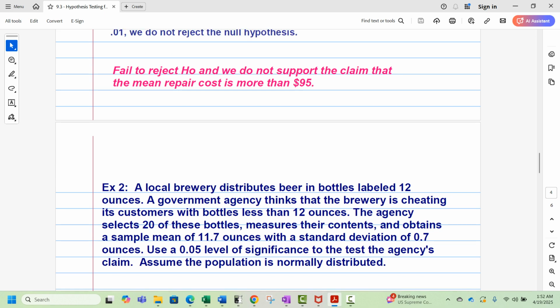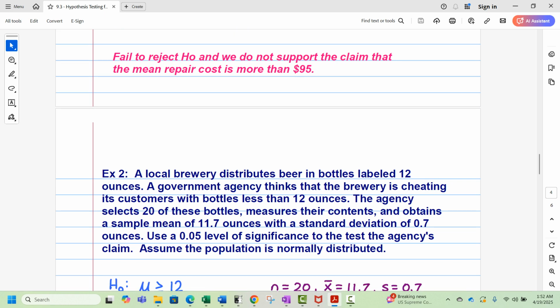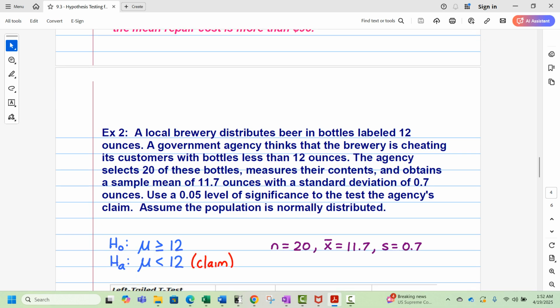All right, here's an example. A local brewery distributes beers in bottles labeled 12 ounces. A government agency thinks that the brewery is cheating its customers with bottles of less than 12 ounces. Uh-oh, that's no good. That might be a hate crime in Texas, shorting people of their beer.